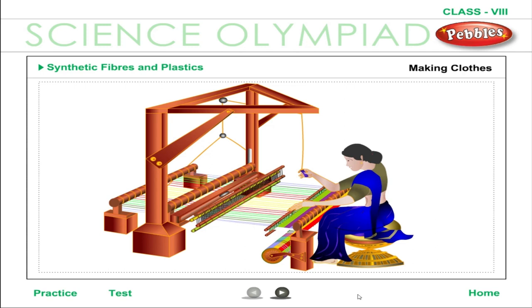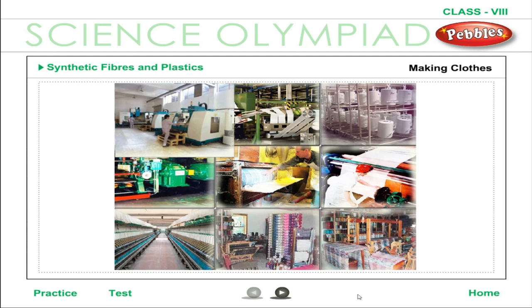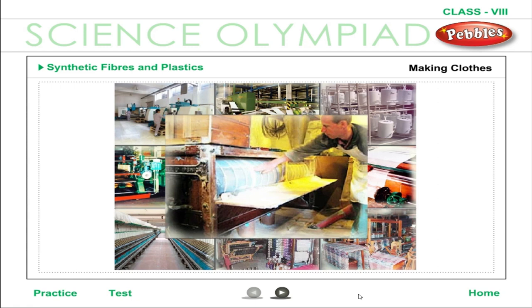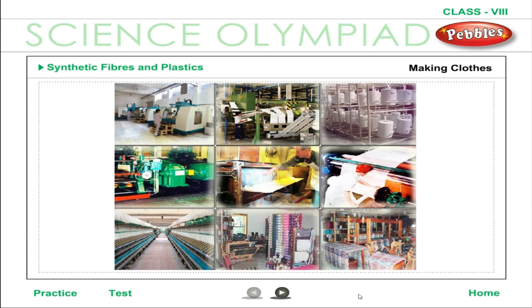Cotton is obtained from the cotton plant. Linen is obtained from the flax plant. Silk is obtained from the cocoons that the silkworms make, commonly found on mulberry trees. Wool is obtained from the fur of animals like sheep, camels, and goats. The woolen fibers are spun into woolen cloth.